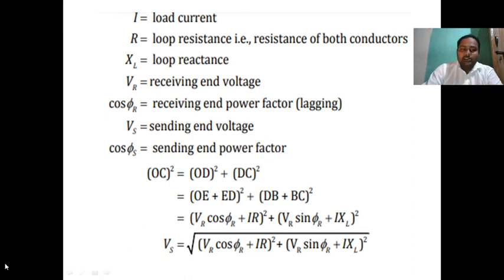Another formula for the sending end voltage is the approximate drop. The approximate sending end voltage Vs is equal to VR plus IR cos phi r plus IXL sin phi r. Mostly we use the approximate drop. Once again I repeat, Vs is approximately equal to VR plus IR cos phi r plus IXL sin phi r. Both formulas are used for numericals, but mostly for simplicity we use the approximate voltage drop.